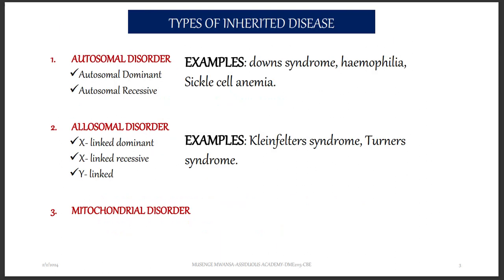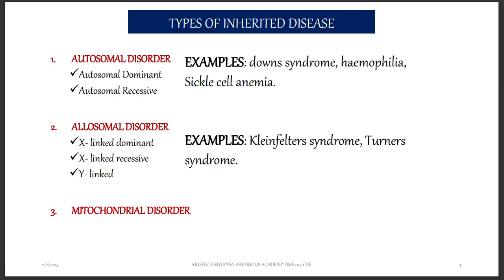As for types of inherited diseases, we have autosomal disorders. Autosomal disorders affect our body cells, not sex cells, and they can be autosomal dominant or autosomal recessive. If it is autosomal dominant, it means that if any one of your parents has it, you are going to have it also. With autosomal recessive, if one of your parents has it, you will not have it. But if both of your parents have it, or both your parents are carriers, there's a chance that a child is going to have it. Examples of autosomal disorders include Down syndrome, hemophilia, and sickle cell anemia.